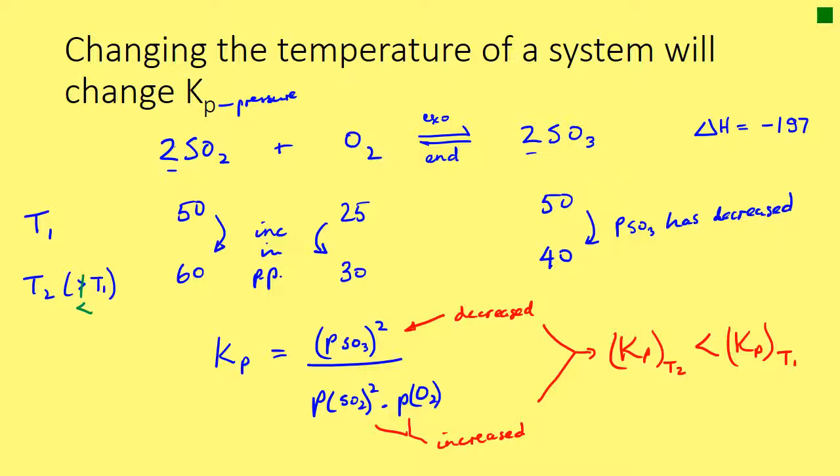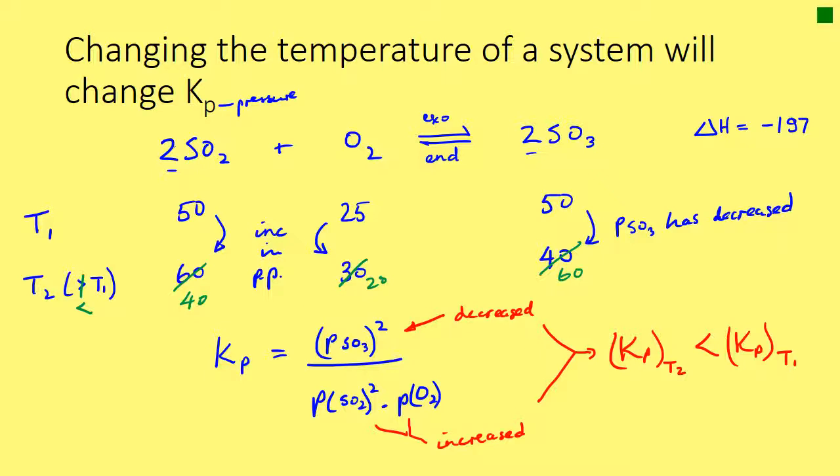So instead of 50 molecules of sulfur trioxide being produced, you might get 60 molecules instead. And to make those extra 10 molecules of sulfur trioxide, you're going to use up 10 molecules of your sulfur dioxide, so that's going to be 40 instead of 50. And you're also going to use up 5 molecules of your oxygen, so that's going to be 20 instead of 25.